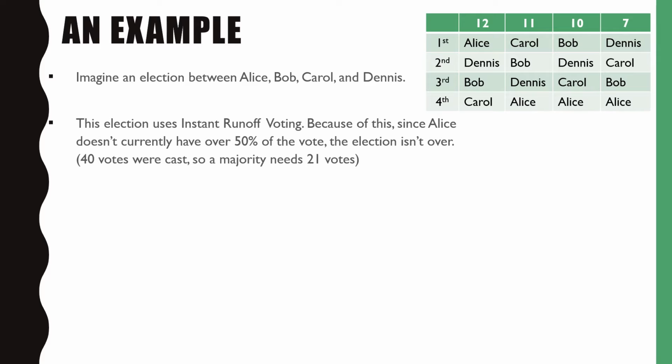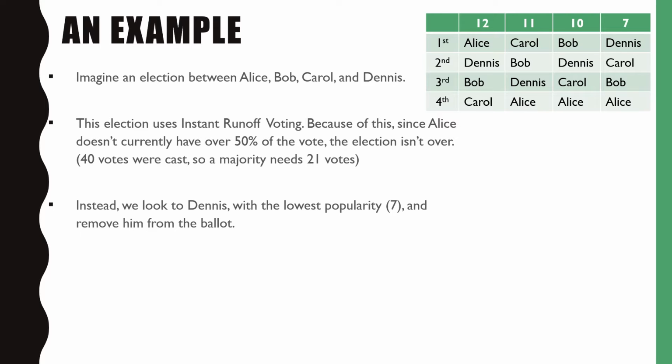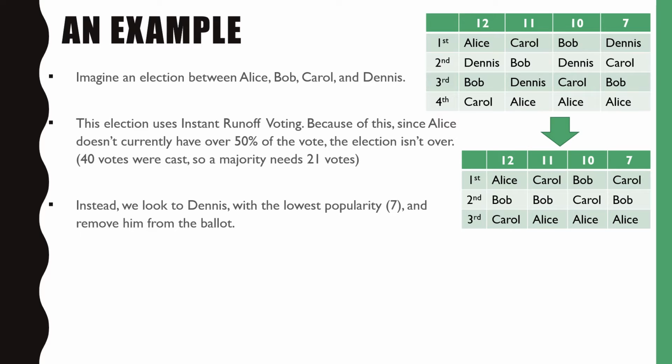So nobody has 21 votes right now for first place, so we have to look to Dennis, because Dennis has the lowest popularity, so we're just going to remove Dennis from the ballot entirely. And that's what this looks like. You can now see that the exact same votes are cast, but now Dennis is no longer on the ballot. So you'll also see that Carol, Bob, Alice is on there twice, and that's because Dennis was in those columns before, and now Dennis isn't. So we're left with repeating terms, which is okay.